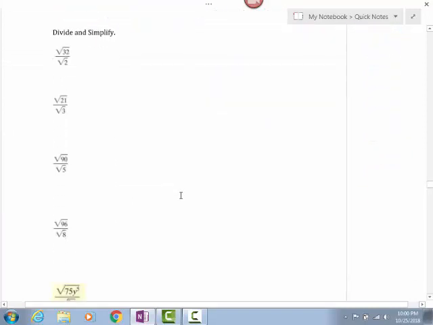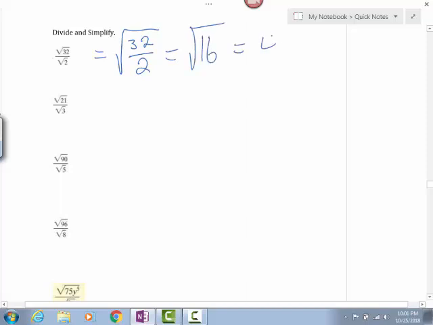Okay, continuing. So now we have divide and simplify. So what I want to point out here in these problems, the first thing I'm going to do, I'm going to think about this as one big fraction. 32 divided by 2, and then we'll take the square root. Well, 32 divided by 2 is 16, and I know the square root of 16 is 4.